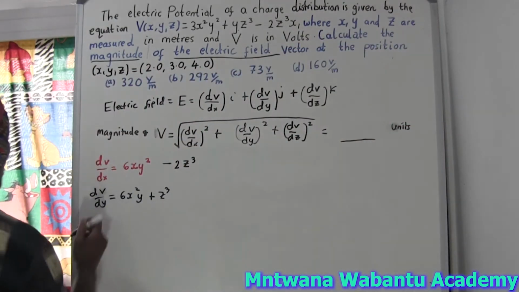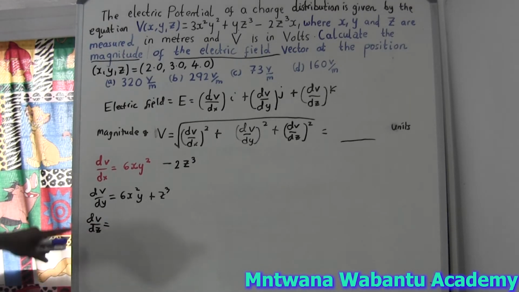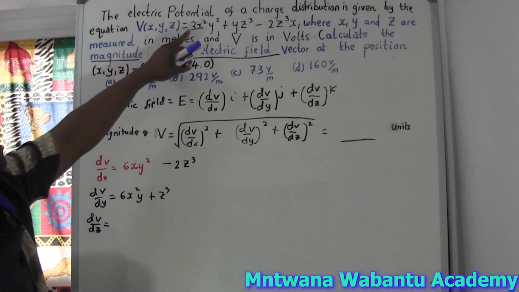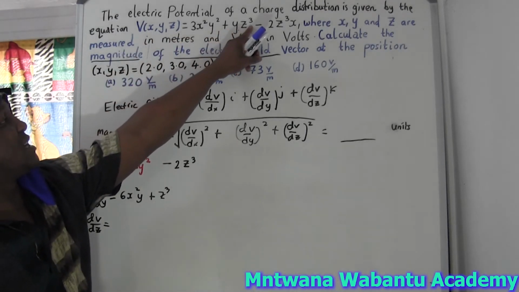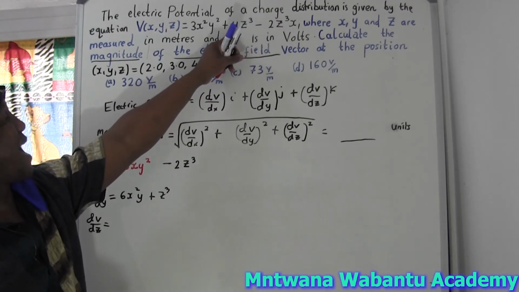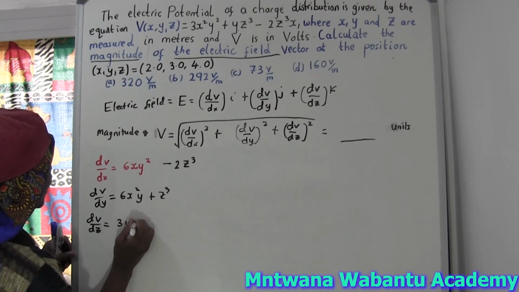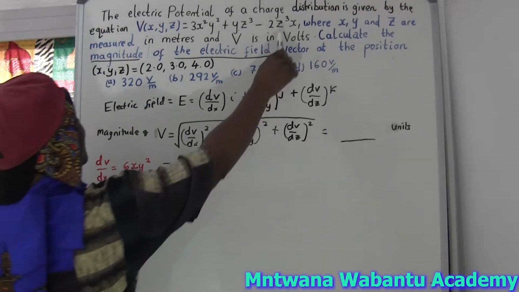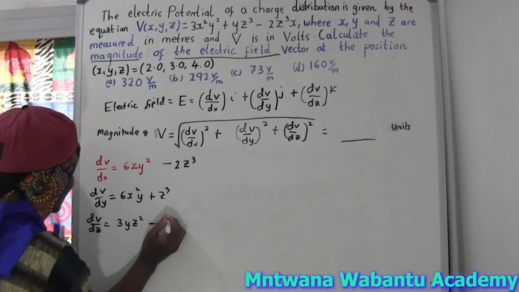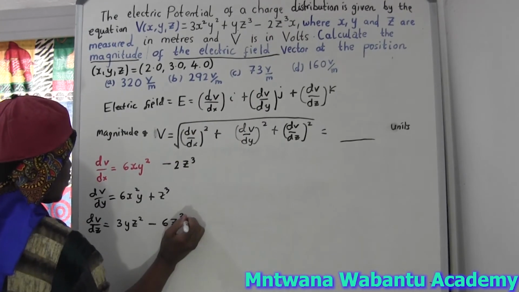Now I go for dv/dz. So dv/dz, what happened? dv/dz means we're going to differentiate v with z. There's no z here, so everything is going to be 0. So when you come here, this 3 is going to come at the back, it's going to be 3yz squared, because you differentiate z. So minus, now you come here, differentiate z, the 3 is going to come back, it's going to be negative 6. And then it's going to be z to the power 3 minus 1 equal to 2, and then x.